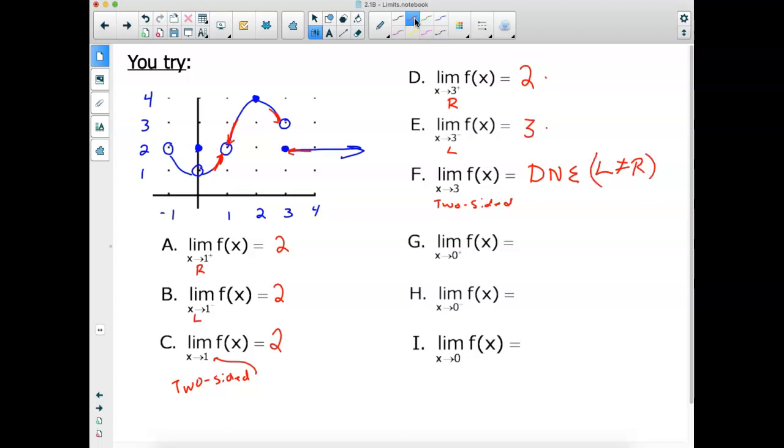Okay? How about the limit of f of x as x approaches 0 from the right? Well, as I come into 0 from the right, I'm approaching 1. As I approach 0 from the left, I'm approaching 1. The two-sided limit, left equals right, so it would be 1. Hopefully you did all right on that, okay?